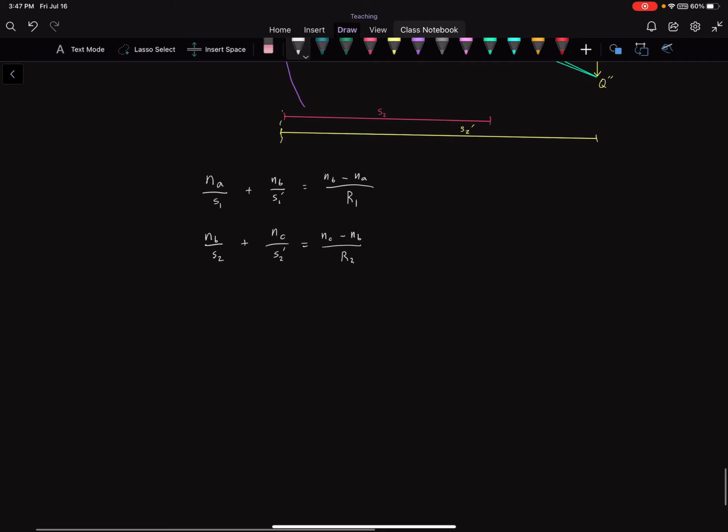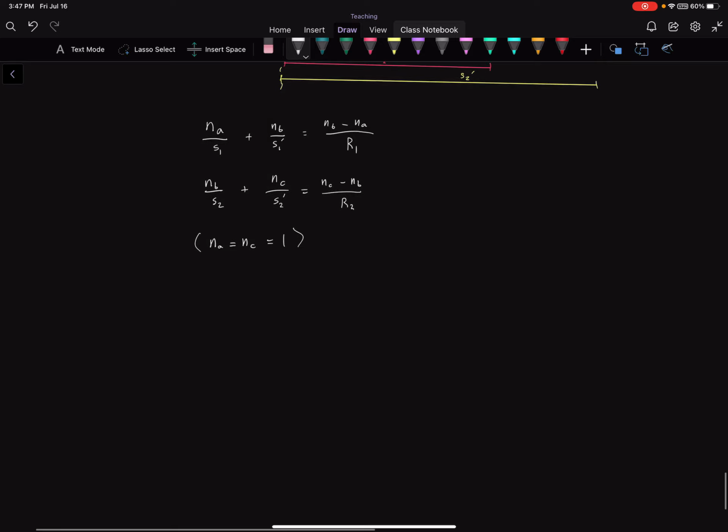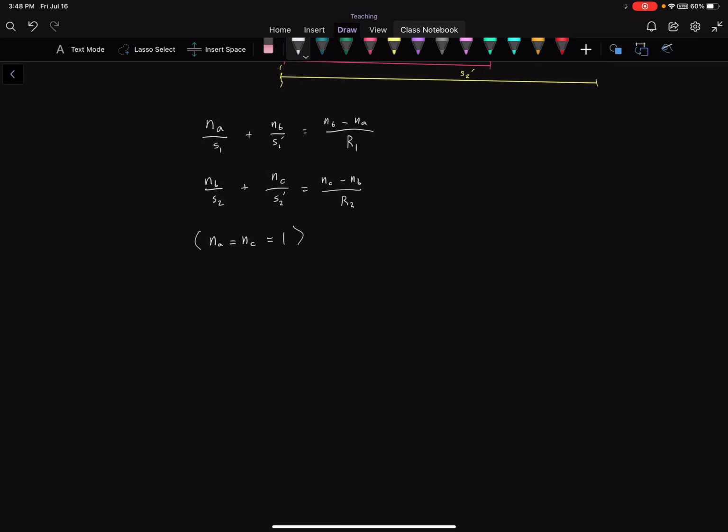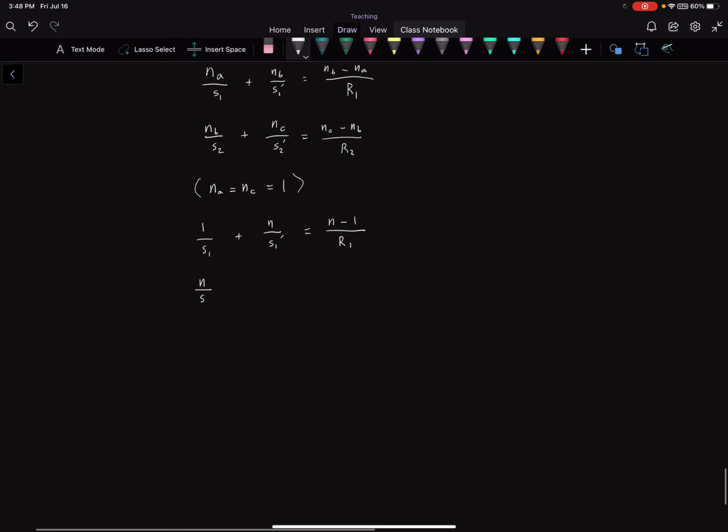All right. So taking the medium on either side of the lens to be air, that means that we can say that NA is equal to NC, which is equal to 1, because that's the index of refraction for air. So taking that to be the case, and taking the index of refraction of the lens to be just n, just to simplify, then we have those equations becoming 1 over S1 plus n over S1 prime is equal to n minus 1 over R1. And likewise for event 2, n over S2 plus 1 over S2 prime is equal to 1 minus n over R2.